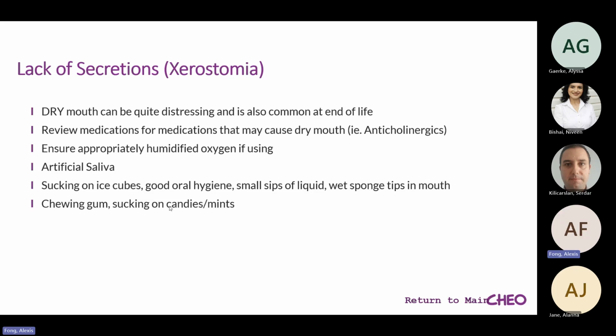You can use artificial saliva. It's often more used in the adult setting. I feel like children hate it, and I don't really blame them. It also doesn't sound the most pleasant. Alternatives that are more pediatric friendly are sucking on ice cubes, good oral hygiene, and small sips of liquid. You can also use wet sponge tips in the mouth. Also chewing gum, sucking on candies, watermelon. There are studies that show watermelon is great, or sour candies. So much better sounding than artificial saliva.